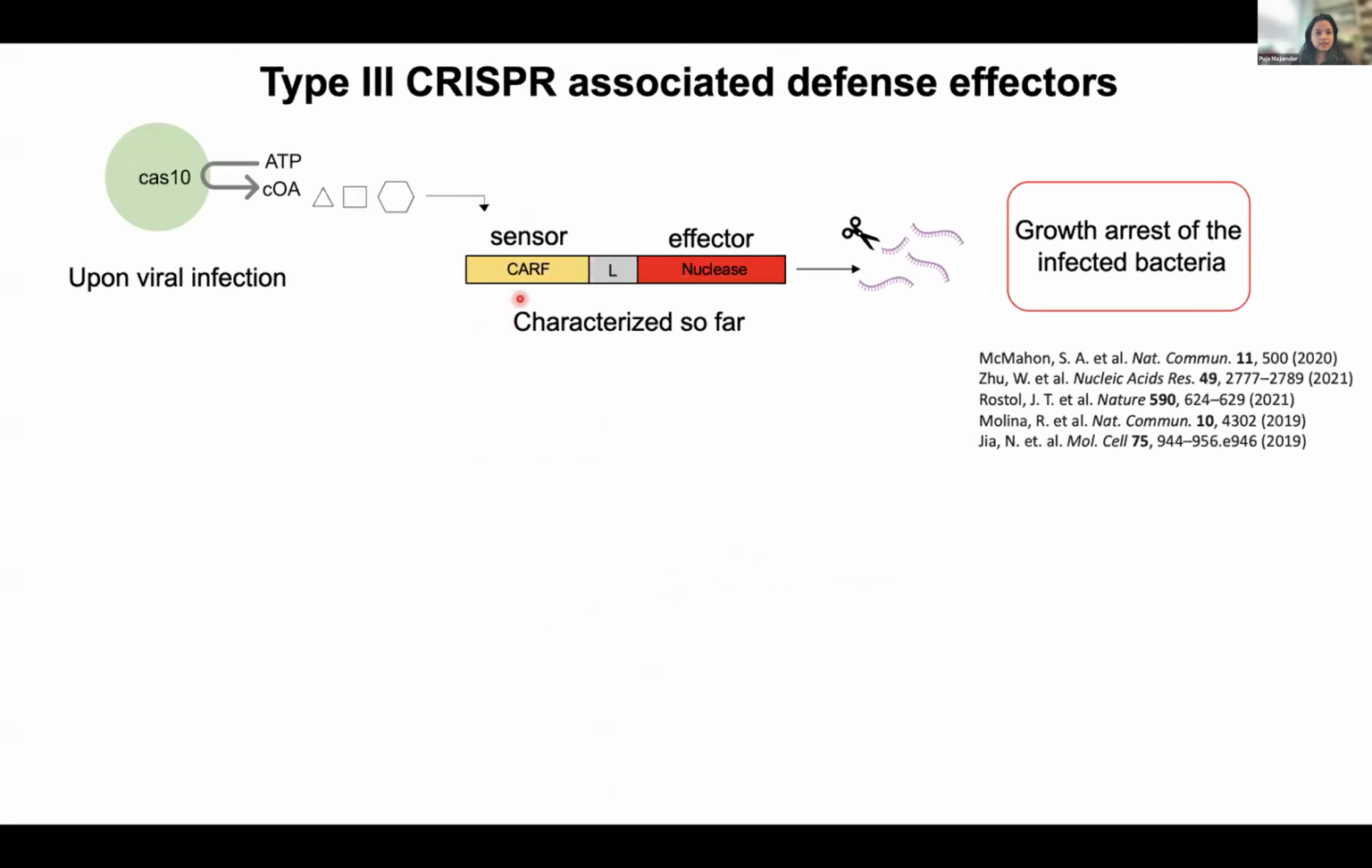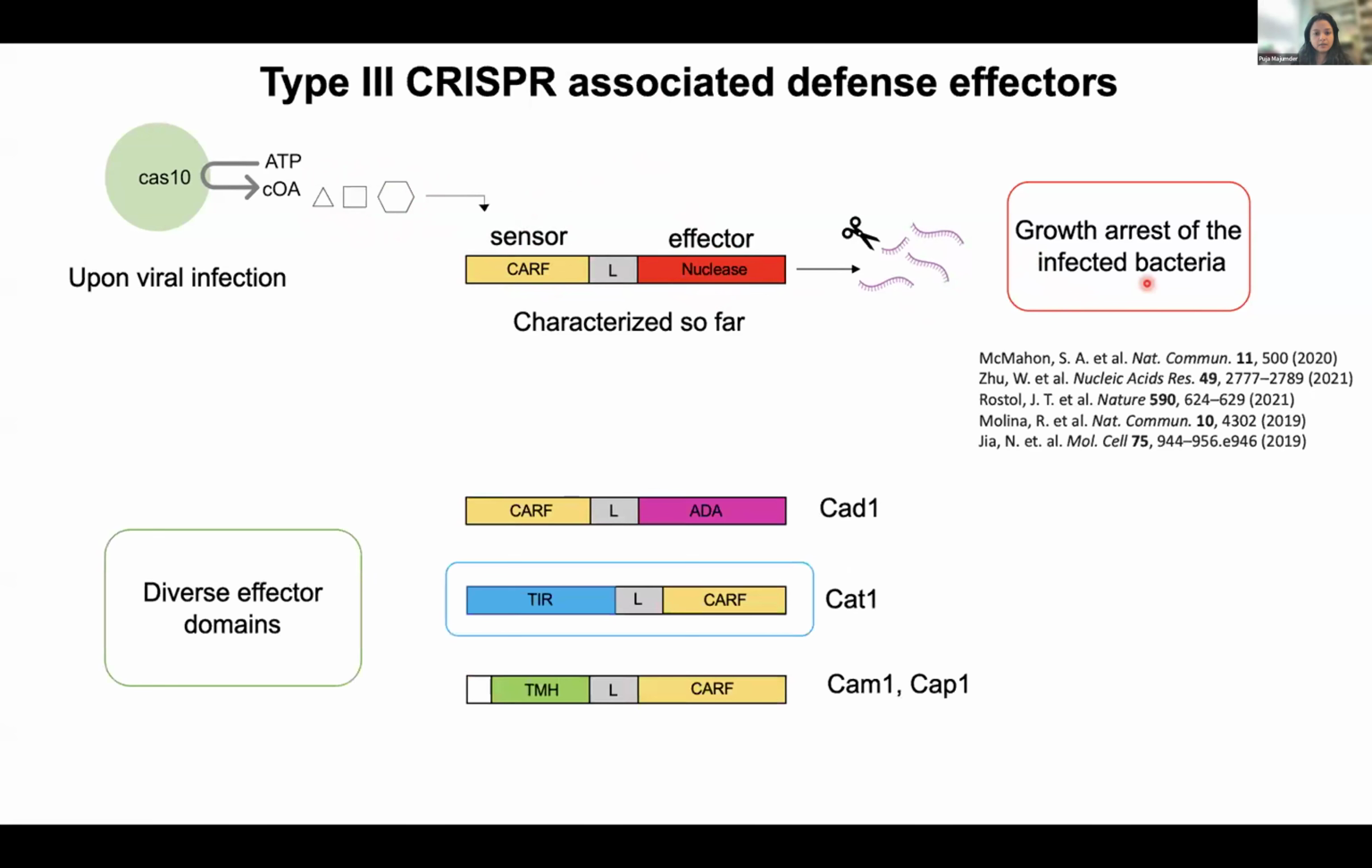They have a sensor domain, known as the CARF domain, CRISPR-associated Rossmann Fold. This sensor domain can sense the cyclic oligoadenylate signal molecule, these RNA molecules, and give the signal to the effector domain, which are majorly nucleases. The nucleases then cleave the nucleic acids and cause growth arrest of the infected bacteria, and thus prevent the spread of the virus to the rest of the population.